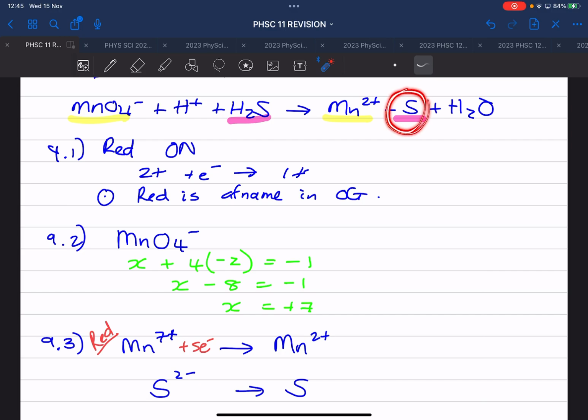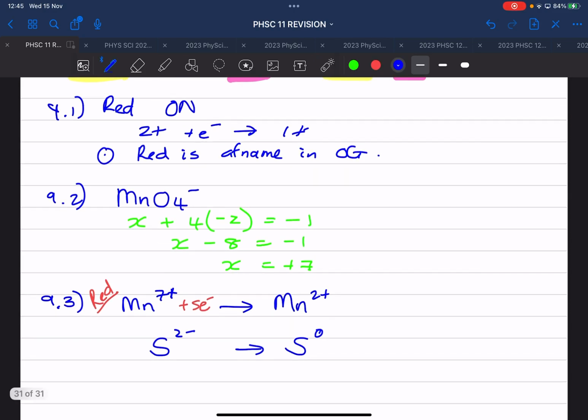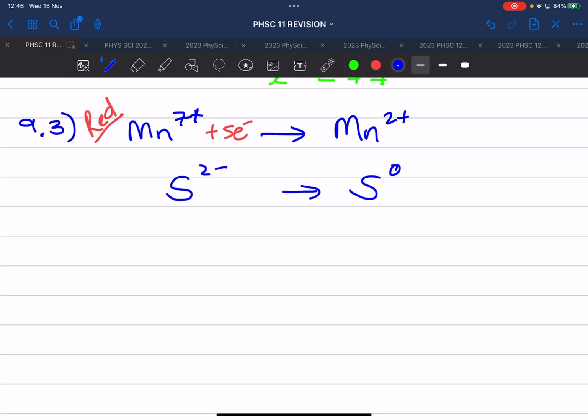En aan hierdie kant, wat is hy daar? 0. Want hy is nie gebind aan enigiets nie, it's on its own, it didn't lose or gain or nothing. So that's 0. So wat moes met swaal gebeur het om te gaan van 2 minus na 0? Should have lost electrons. Hy moes die elektrone verloor het. Hoeveel? Hy moes 2 elektrone verloor het, weggegee het. Okay, so that is the oxidation.